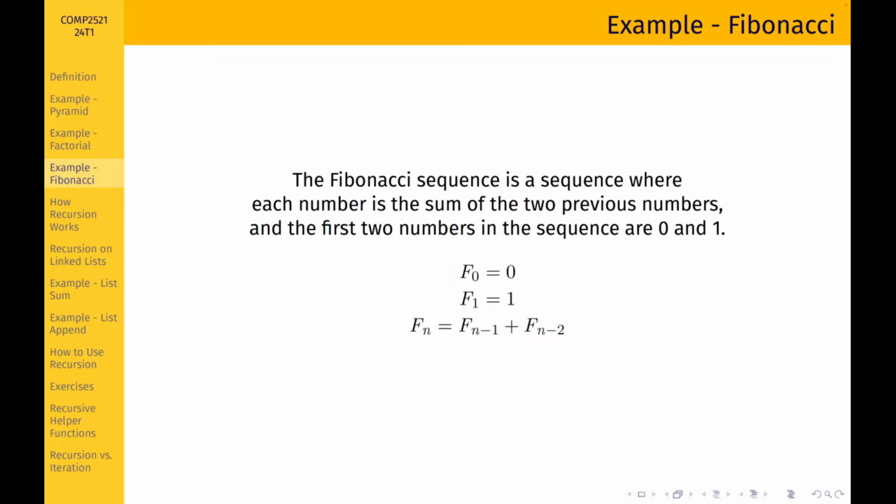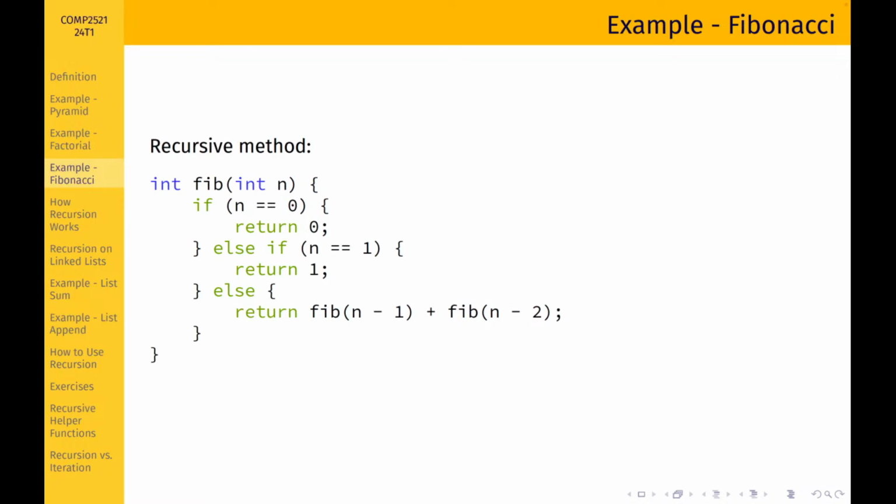So it might not be so easy to convert to a loop, right? So here is how we would implement Fibonacci recursively. If n equals 0, we return 0. If n equals 1, we return 1. We're trying to find the nth Fibonacci number here. Otherwise, we return the n minus 1th Fibonacci number by calling fib(n minus 1), plus the n minus 2 Fibonacci number, which is fib(n minus 2).